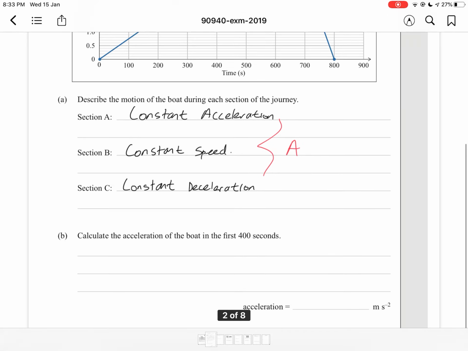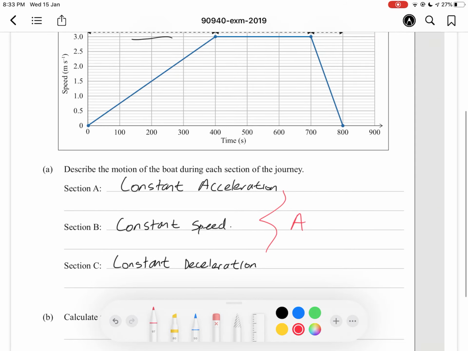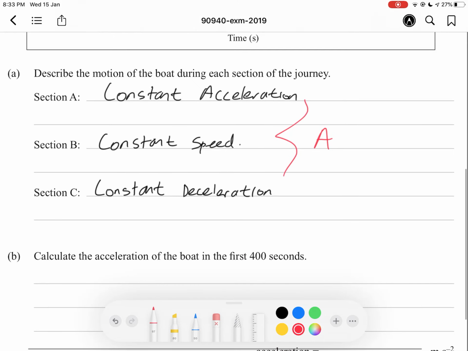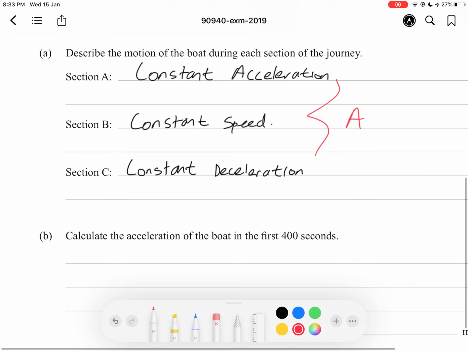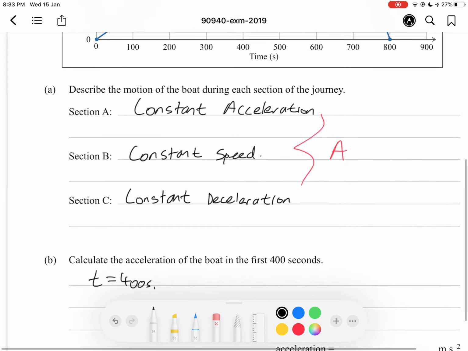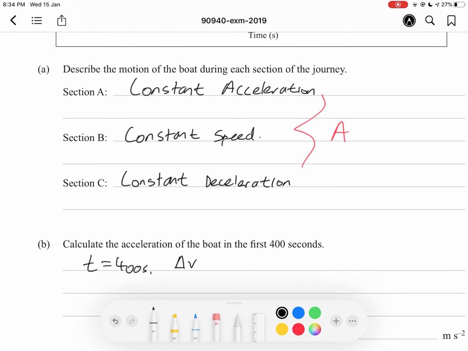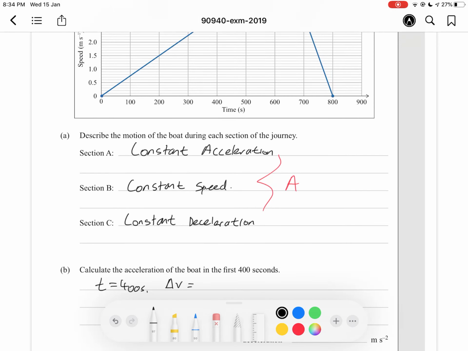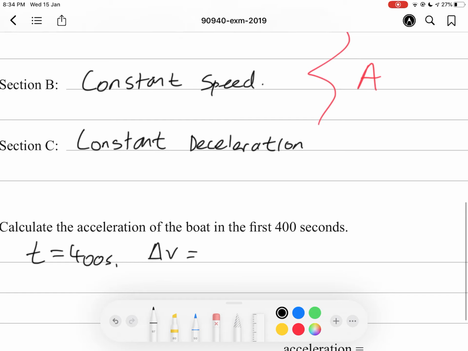Question B, calculate the acceleration of the boat in the first 400 seconds. The first 400 seconds is section A, and we've already covered that it is a constant acceleration. We want to calculate what this constant acceleration is. So we're going to write down all the variables we have. The time is 400 seconds, and the change in speed is 3 meters per second, because it goes from 0 meters per second to 3 meters per second.